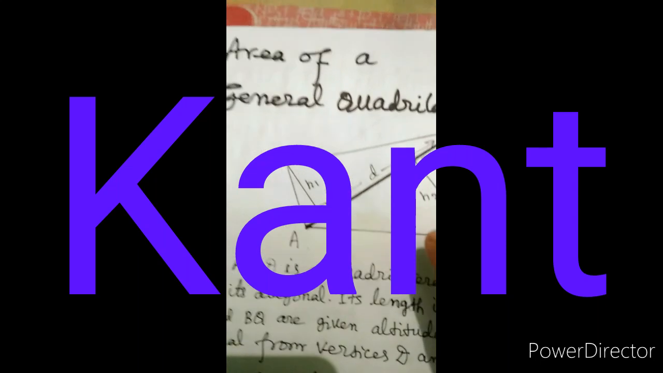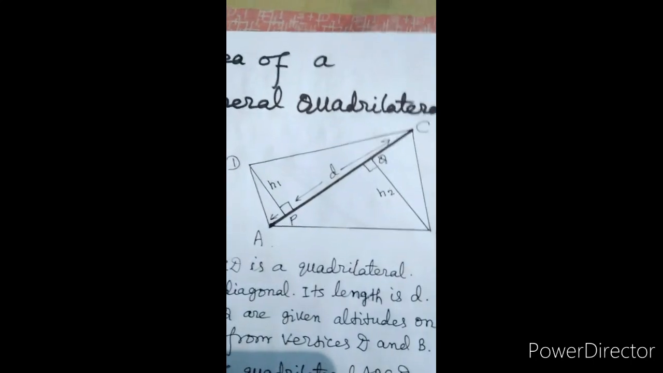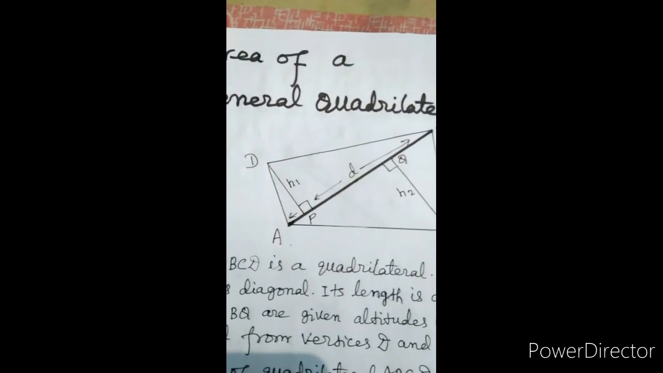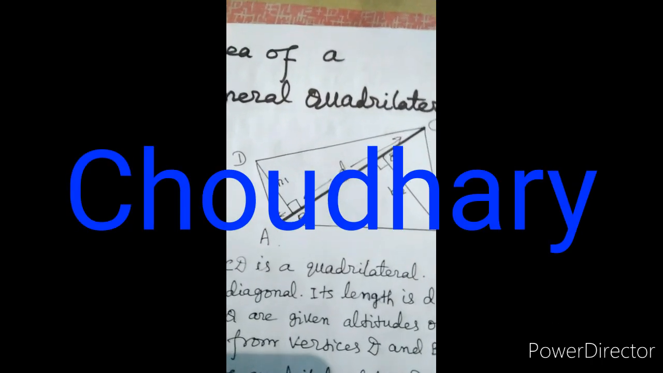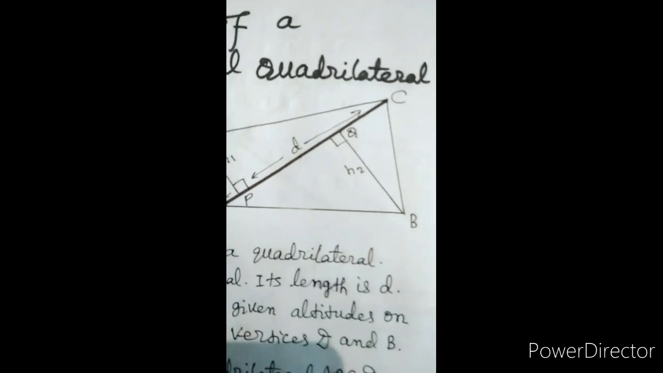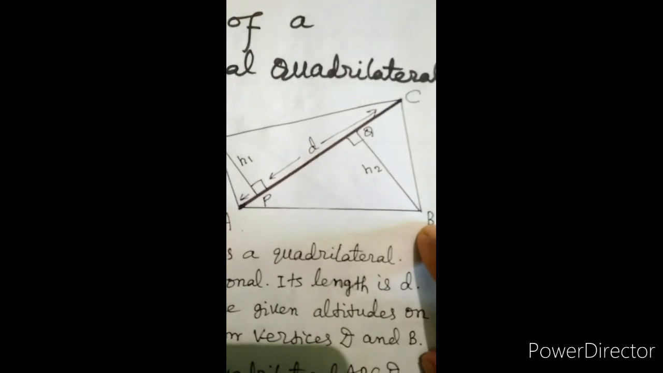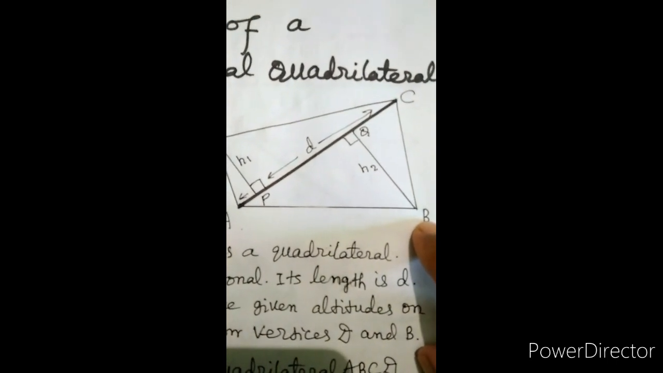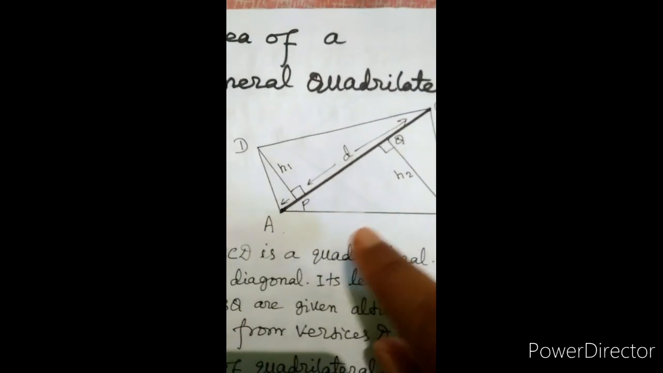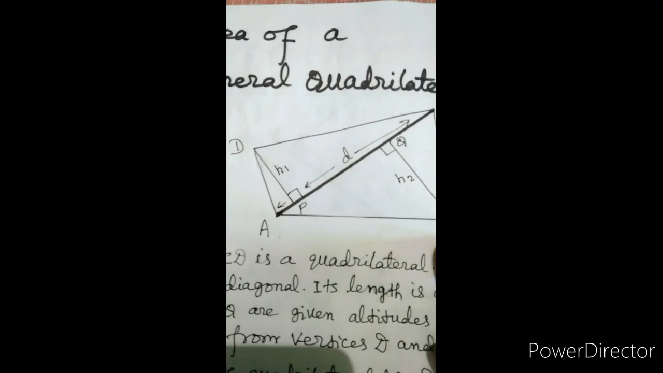When we consider triangle ACD, base is AC, height, that is DP, is given. We can find its area as half into D into H1. Similarly, we can find area of triangle ABC. It will be calculated as half into base, that is D, and height, that is H2. When we add area of these two triangles, then we get area of this whole quadrilateral.